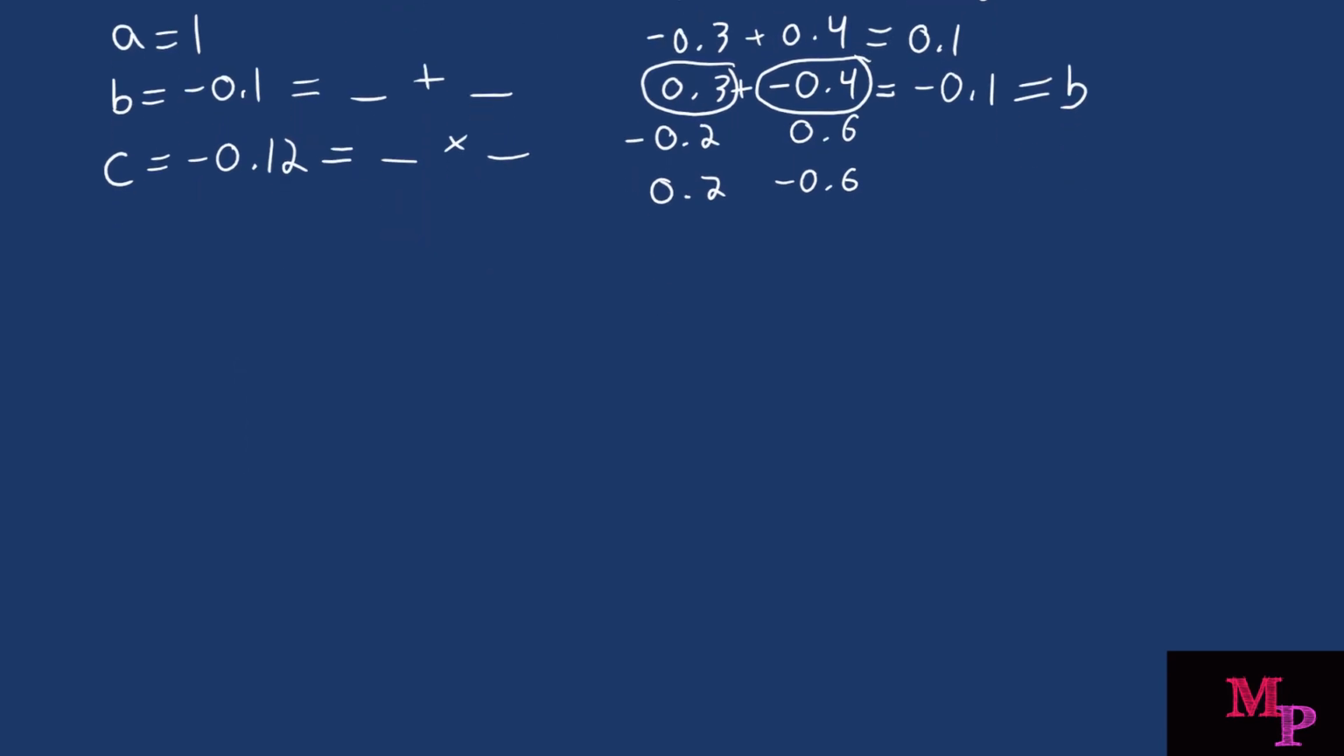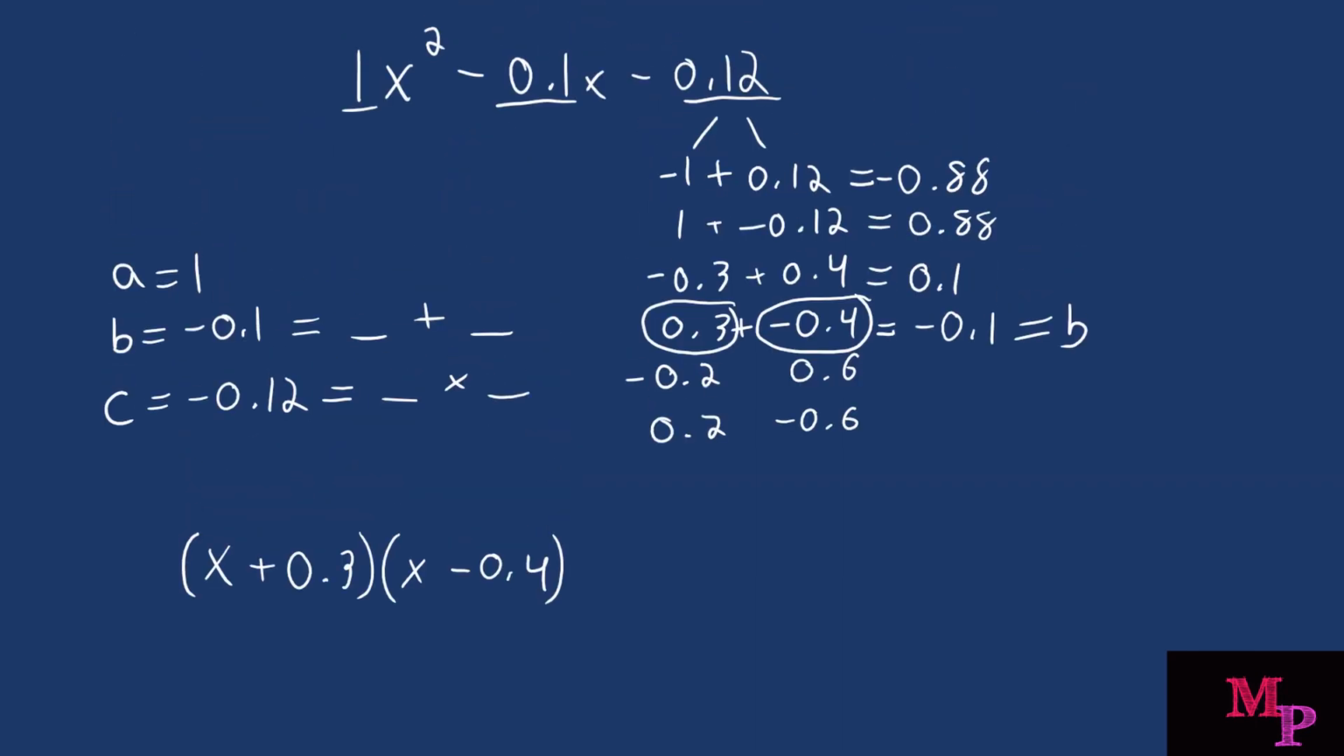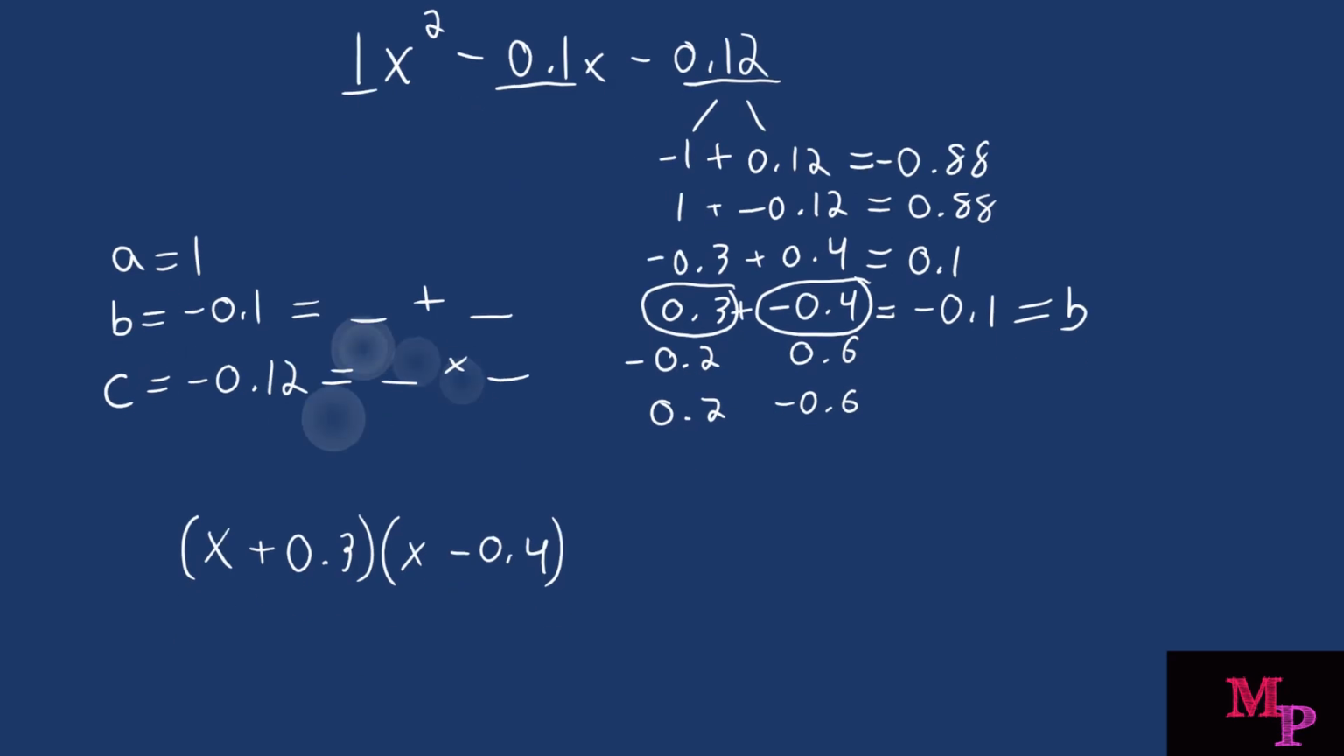So therefore, these are the two numbers that you're looking for in your factored form. And we could go ahead and plug it in. Now that we found it, we can write x plus the first number you found, which is 0.3, and multiply that with x plus the second number you found, which is negative 0.4. And this is going to be the factored form of what you started off with.